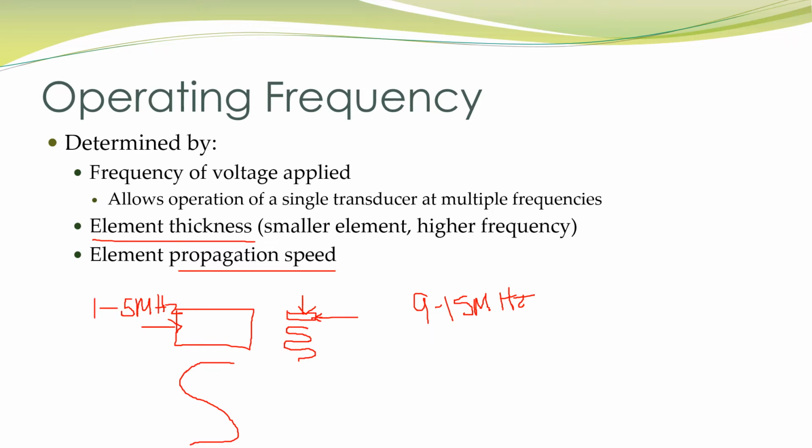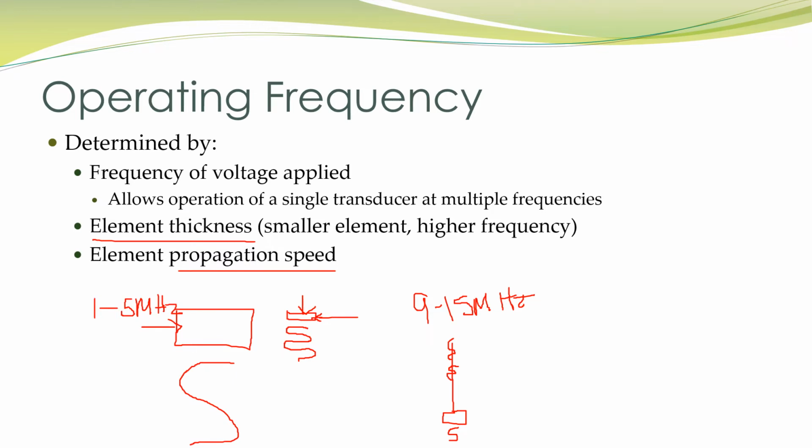And as I changed my machine settings to obtain a lower frequency, what would happen is that the channel that was stimulating the element in the probe would change the voltage from being a high frequency voltage to a slightly lower frequency voltage. And when that voltage changes, the frequency of my sound wave mimics the change in the frequency of my voltage.